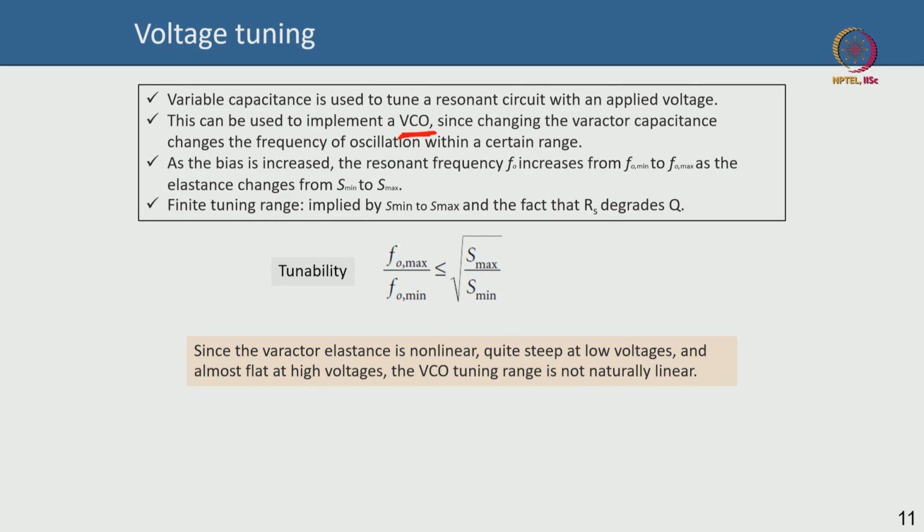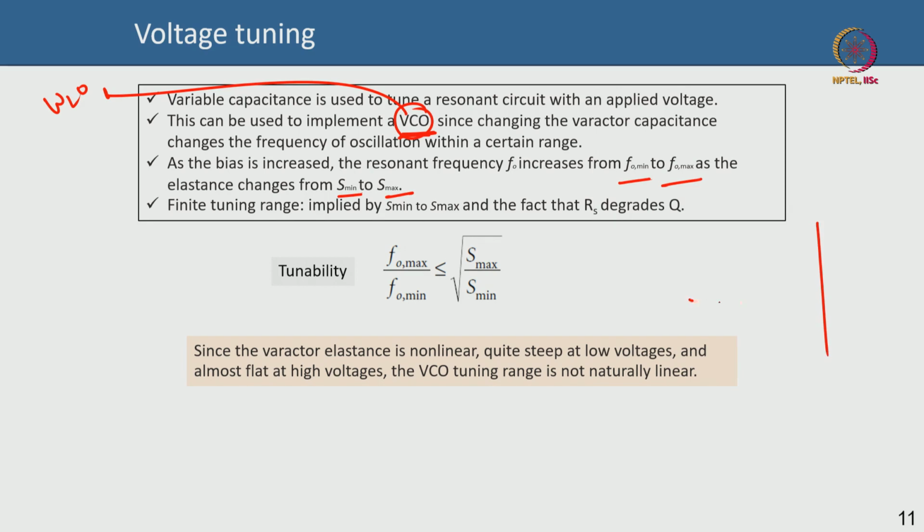For instance, you want to generate a local oscillating frequency to mix with an incoming RF signal. So, you can use the varactor as a component in a VCO circuit. You can actually use it as a part of that resonance circuit which you are going to tune, because with an applied voltage you are going to change the capacitance, and so you are going to change the frequency of oscillation. Essentially you can change the frequency from F min to F max as you are changing the elastance from S min to S max, or your capacitance.